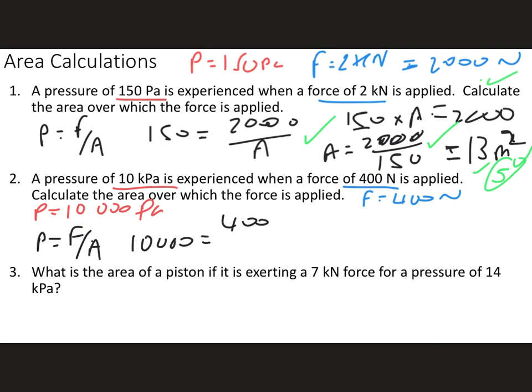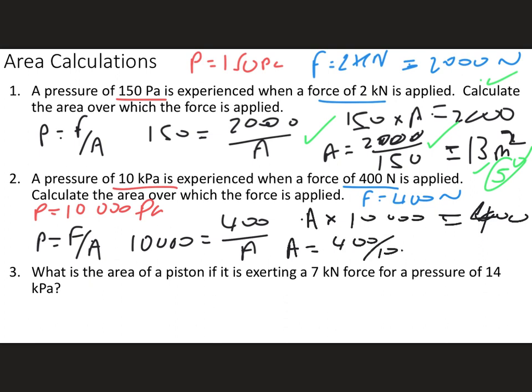So I would get 10,000 equals 400 over A. First step, remember, I'm going to have to take the A to the other side. So I get A times 10,000 equals 400. Rearranging them, I get that A is equal to 400 over 10,000. I'm going to put that into my calculator, and the answer I get there is 0.04 meters squared.